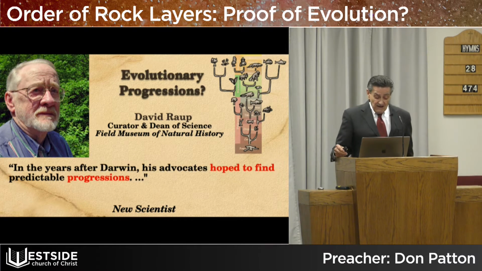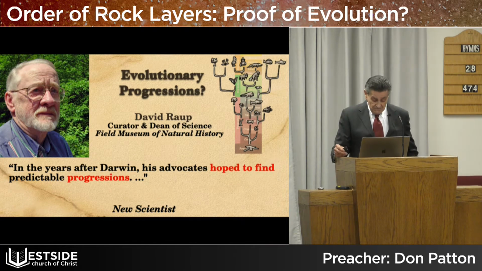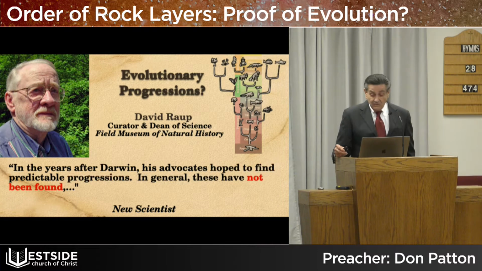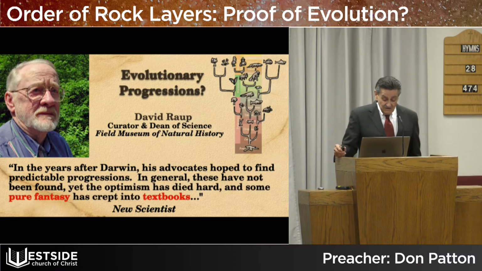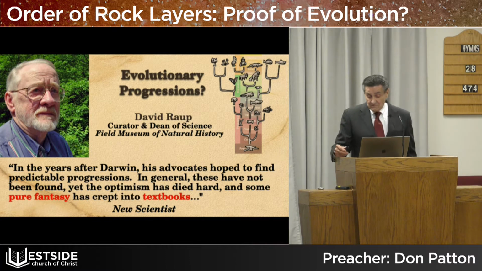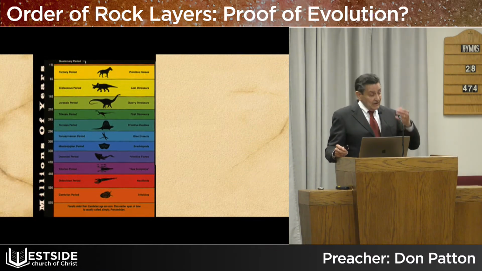He says in the years after Darwin, his advocates hoped to find predictable progressions, which is what's represented in that geologic column. In general, these have not been found. Now, this is not a lightweight. He's the curator and dean of science at the Field Museum of Natural History. He knows what he's talking about. He says, yet the opinion has died hard and some pure fantasy has crept into the textbooks. And I believe that's what we're talking about when we look at this detailed, ordered progression.